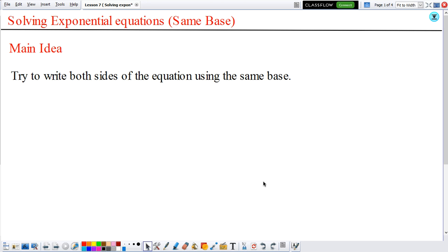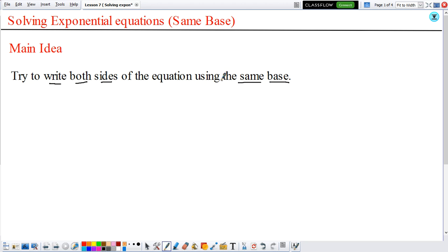Today, we will see how we solve exponential expressions using the same base technique. Now, the main idea here is that whenever we're talking about equations and you see that your exponent has a variable, the first thing that you want to do is see if you can write both sides of the equation using the same base.